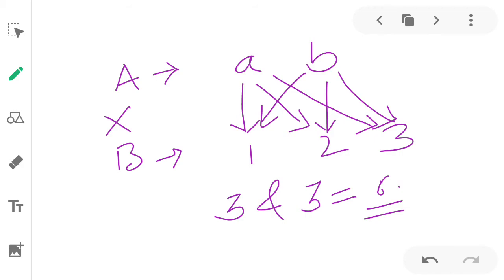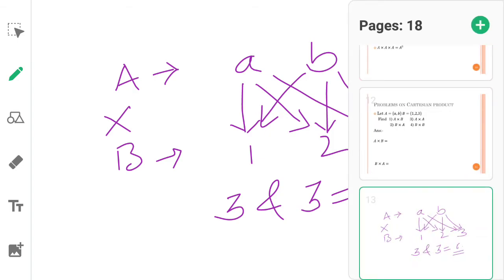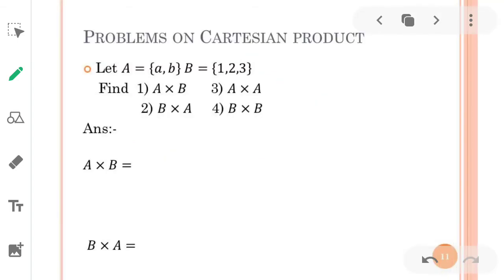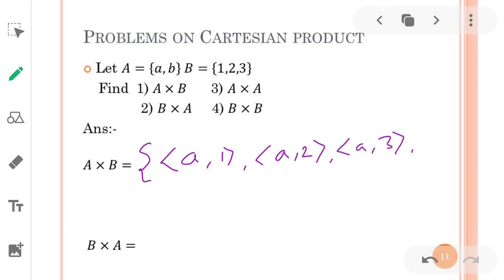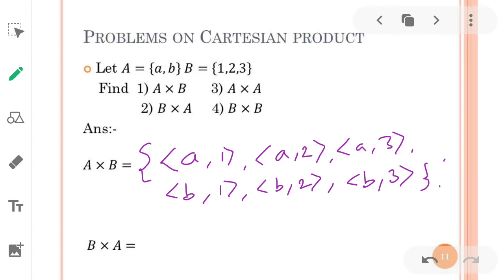In every problem we have to apply this approach only. Whenever we calculate A cross B, we will consider set A first, set B second. In case of B cross A, we will consider set B first, then set A. So we will write the answer by using this approach. Again it is a set. So first pair is A comma 1, second pair is A comma 2, third pair is A comma 3, fourth pair is B comma 1, next is B comma 2, next is B comma 3. So this is the final answer.